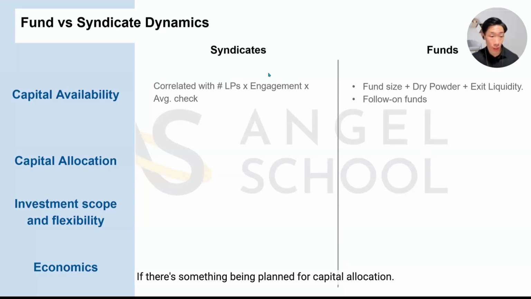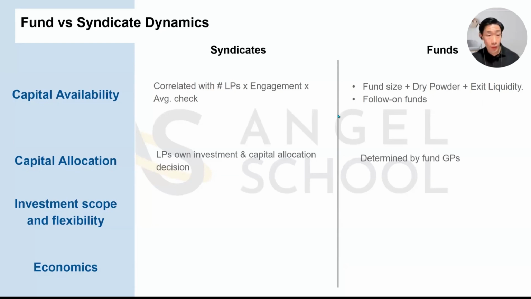For capital allocation, in a syndicate model, investors make their own investment and capital allocation decisions. The decision control is taken away from syndicates and given to investors. So this is a very specific dynamic to this vehicle, and also one of the challenges which we need to solve. On the other hand, with a fund, once it is raised, they control dry powder, they can make capital calls, and so those decisions are made by funds.